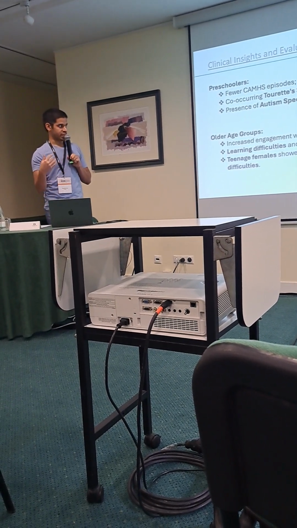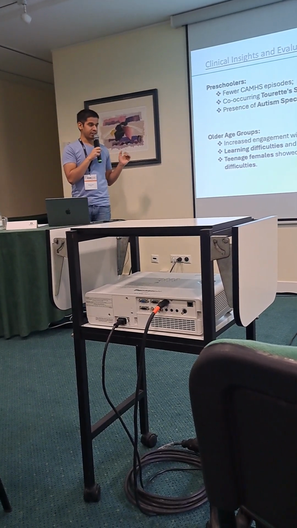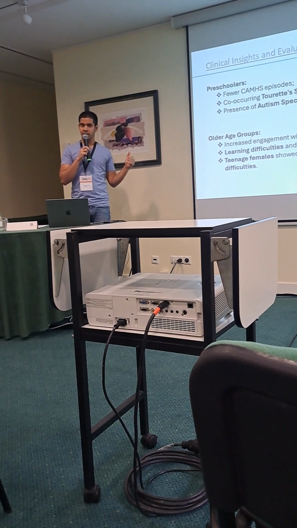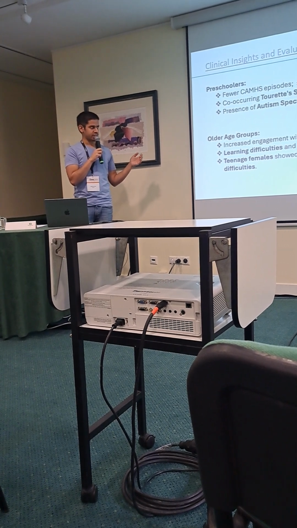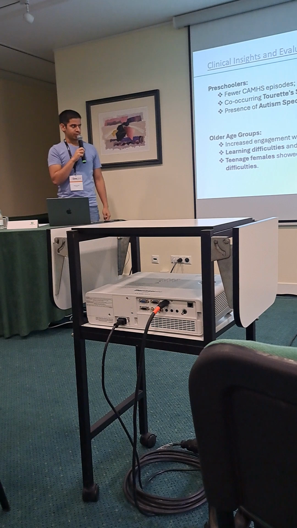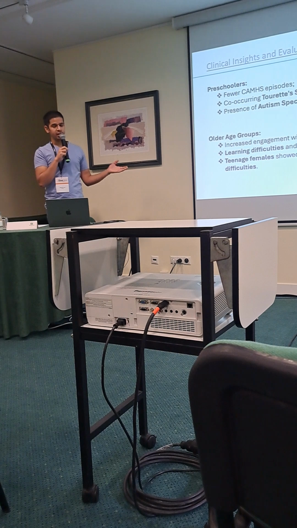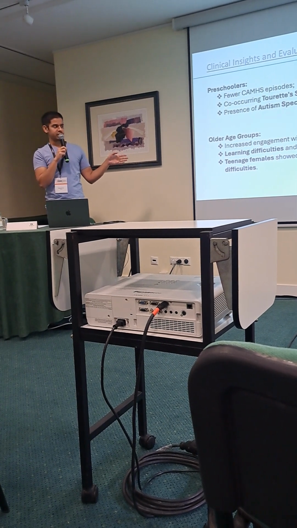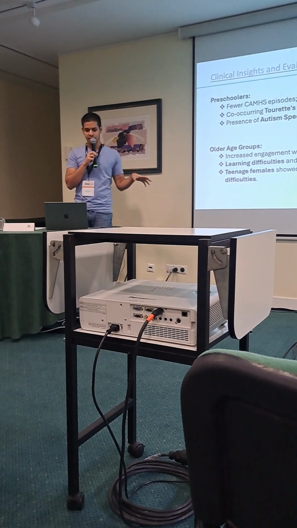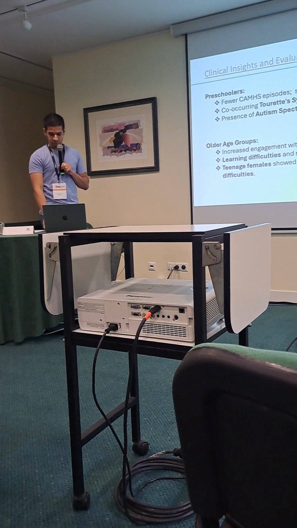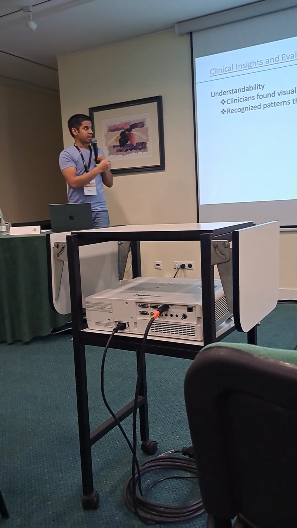In the case of the older age group, which means middle childhood and the teenagers, the engagement with CAMHS increased. That means many patients had encounters when they were in middle childhood and teenagers, and learning difficulty and social challenge were prevalent, especially in middle childhood. When analyzed with respect to gender, teenage females had higher depression, self-harm, and school difficulties in comparison to males. So this was basically an observation from the co-occurrence graph.